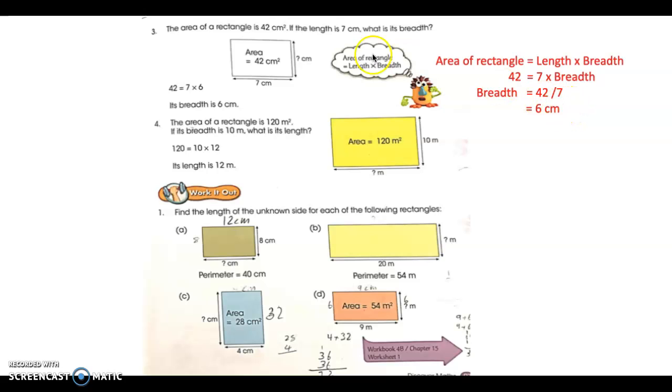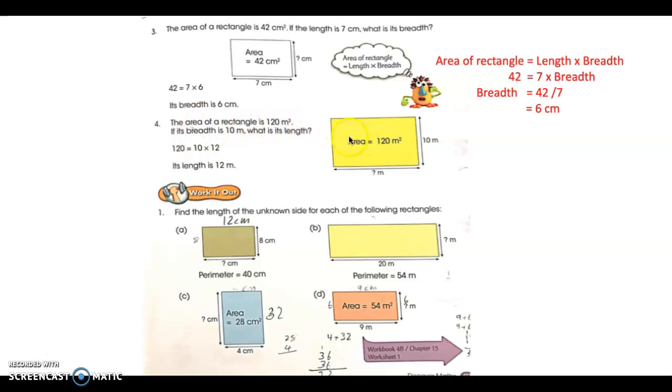Here you are not squaring because we are finding the breadth. If you are finding the area, you have square, because this unit into this unit will be the square of that unit. Okay, understand? Hope it's understood.